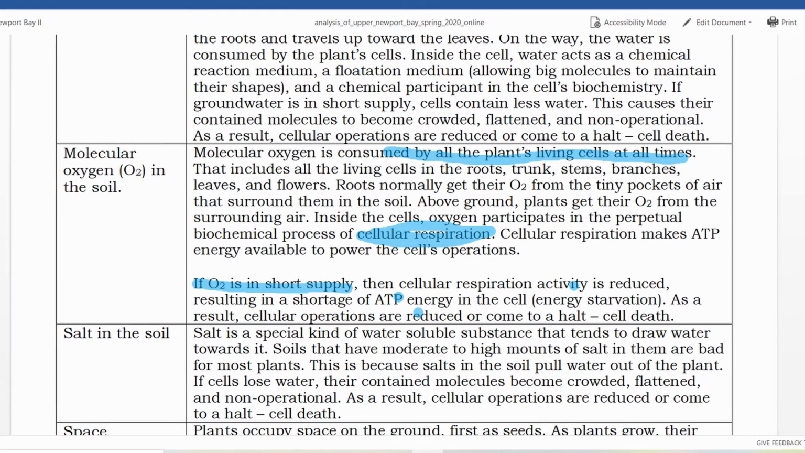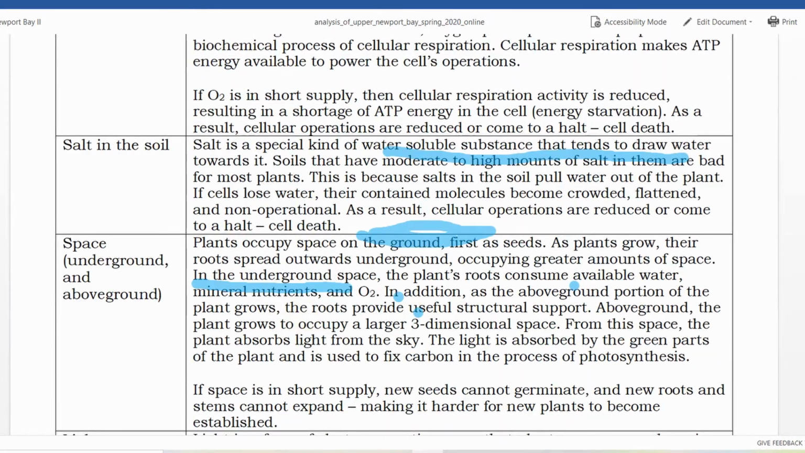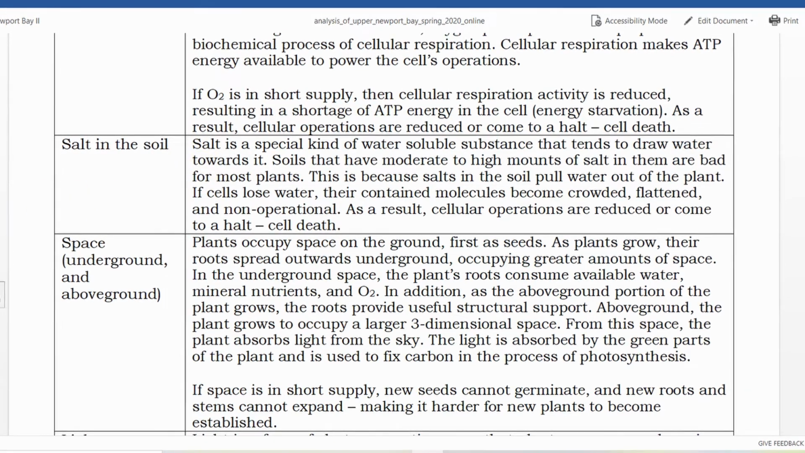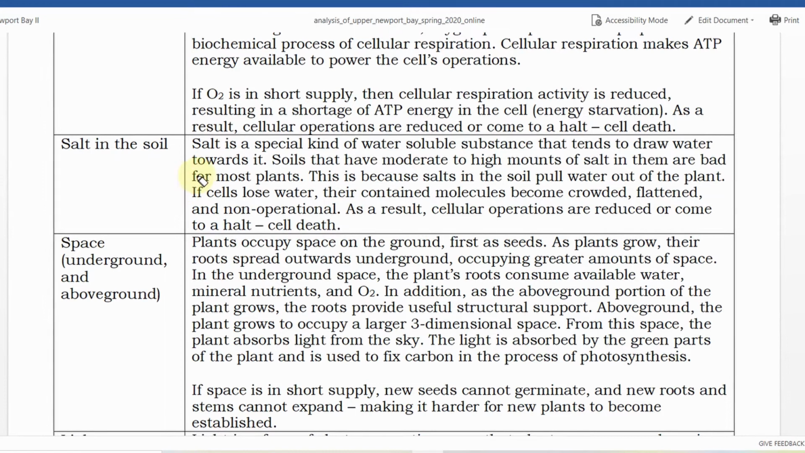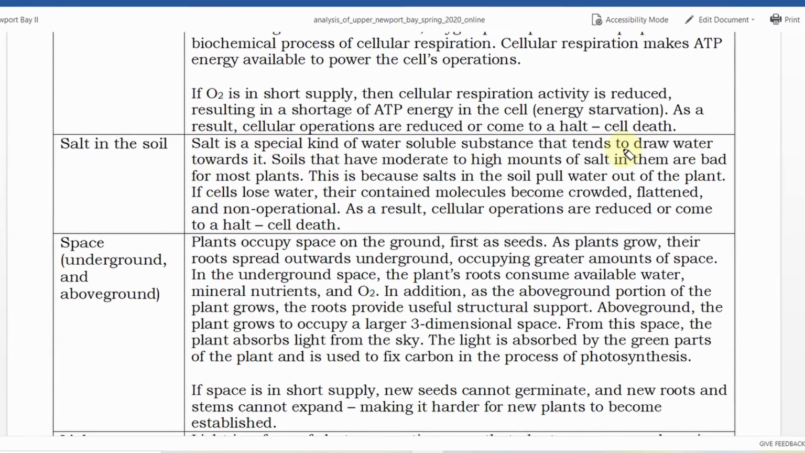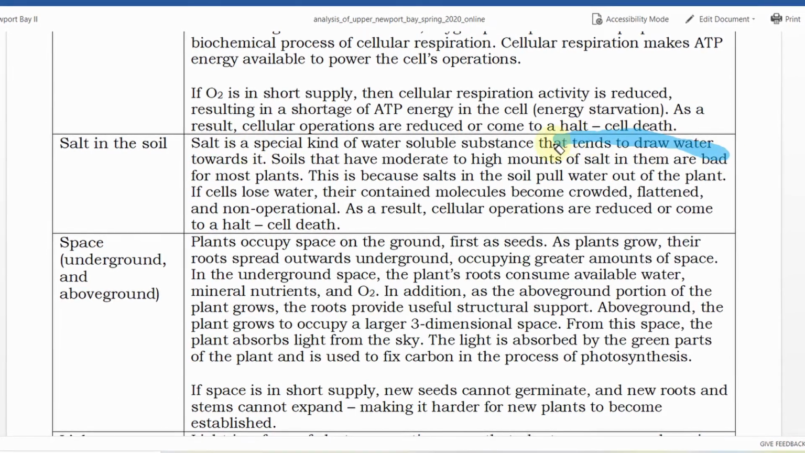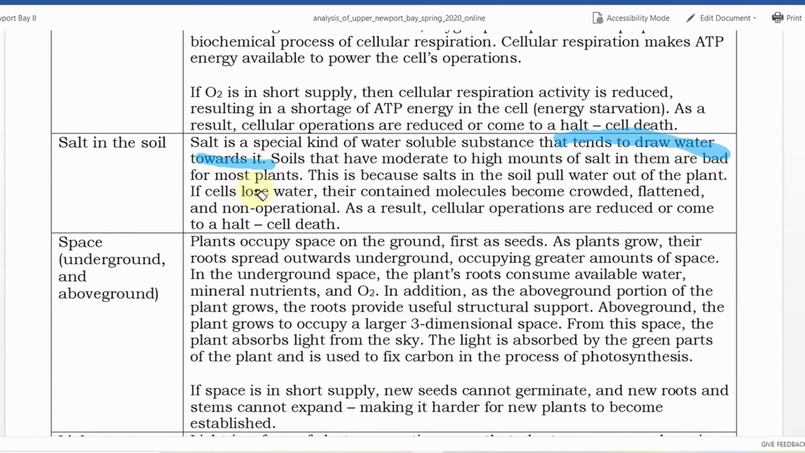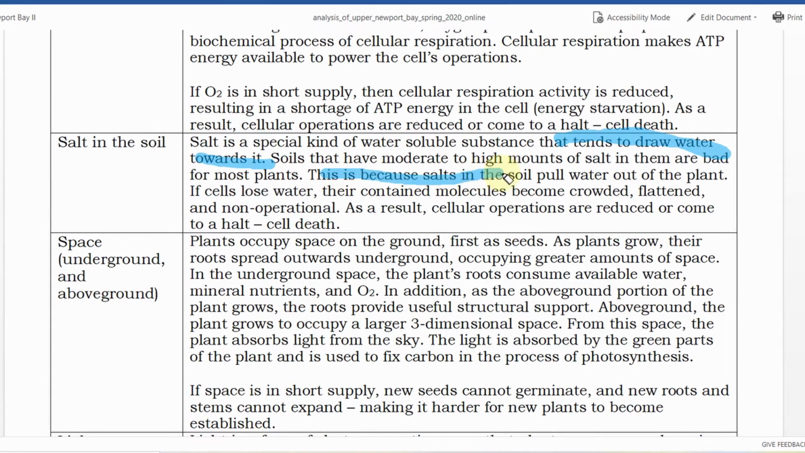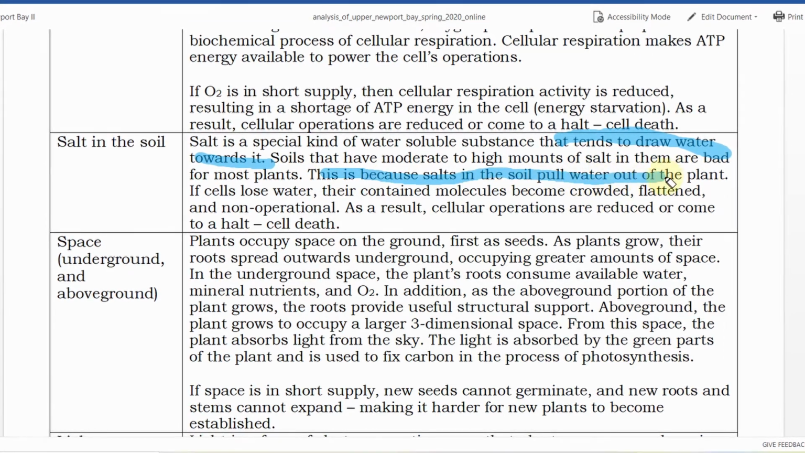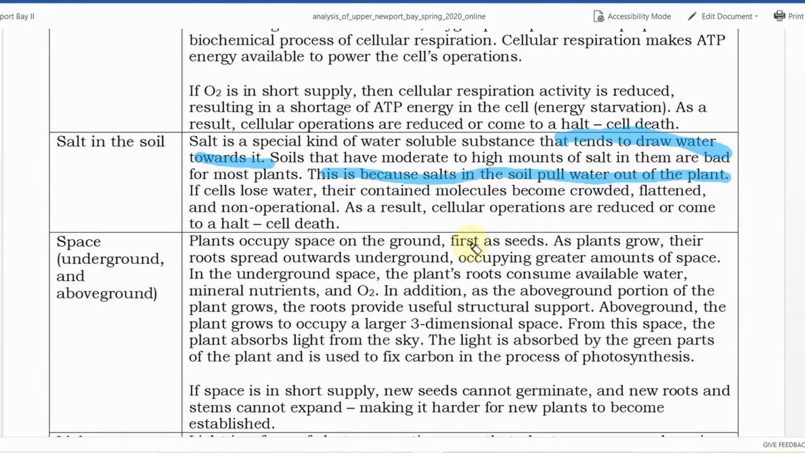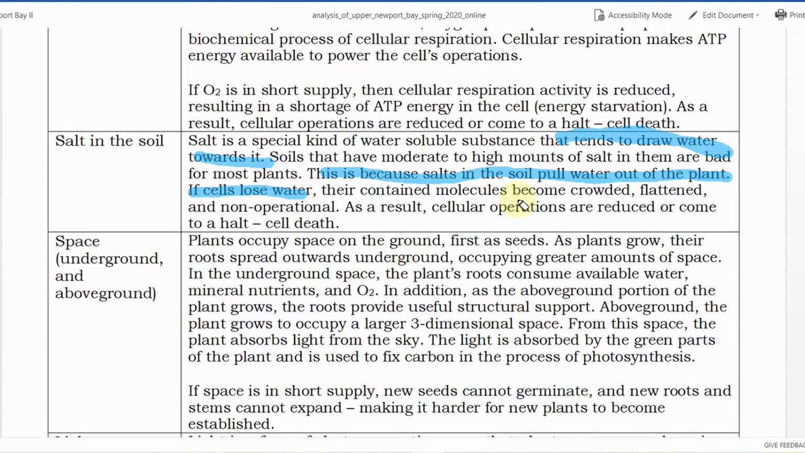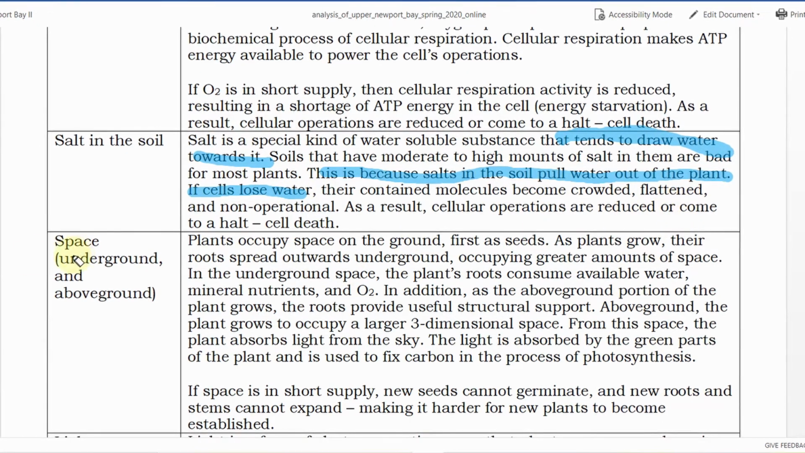All right, let's look at salt in the soil. What salt does is salt tends to draw water towards it. And what that means is that the salts in the soil pull water out of the plant. And that results in the cells in the plant losing water, and that causes some consequences that you can read here.